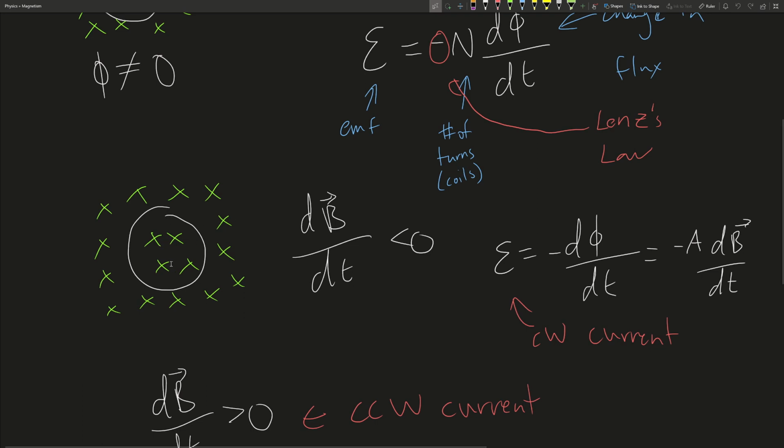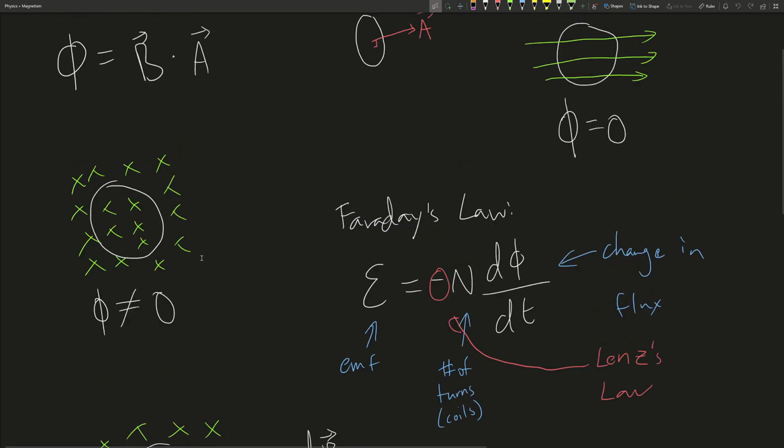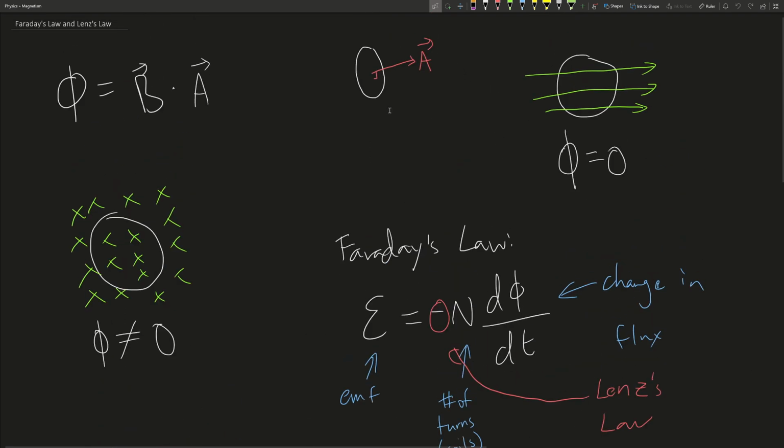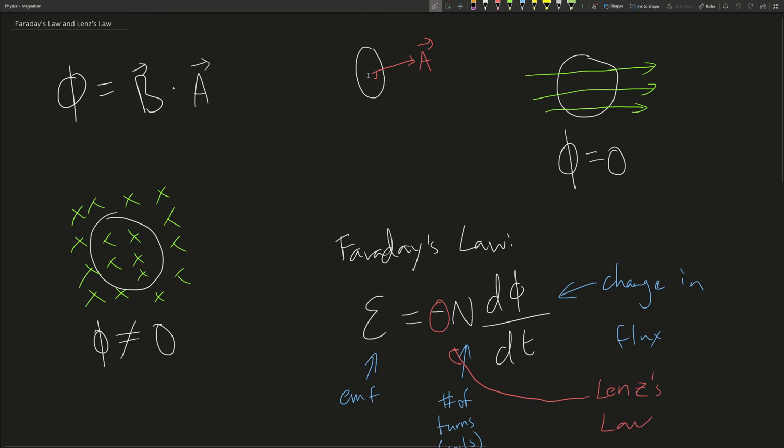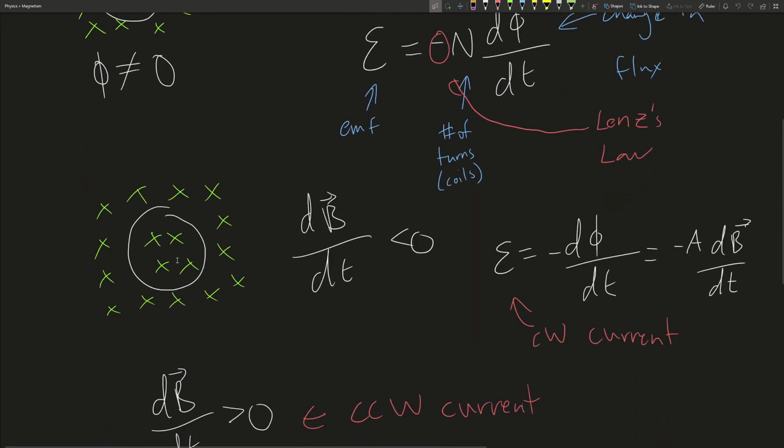So you want to decrease the flux. And by decreasing the flux, if the area vector is pointing out of the page, then the induced magnetic field will have to be pointing into the page, which gives the same result as if we chose the area vector in the opposite direction, which we have explained before. So again, the direction of the area vector doesn't matter as long as it's perpendicular to the area that we're trying to observe.